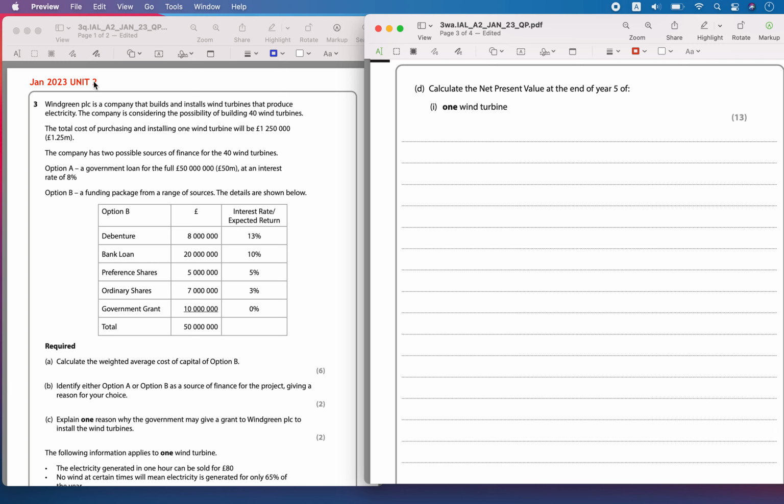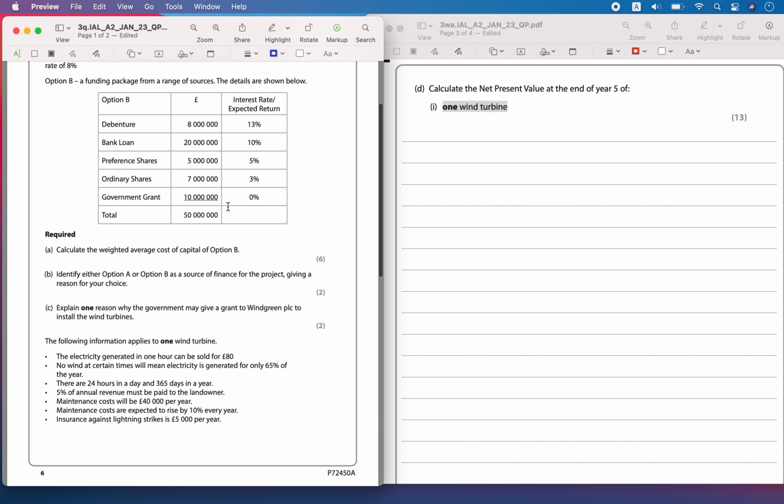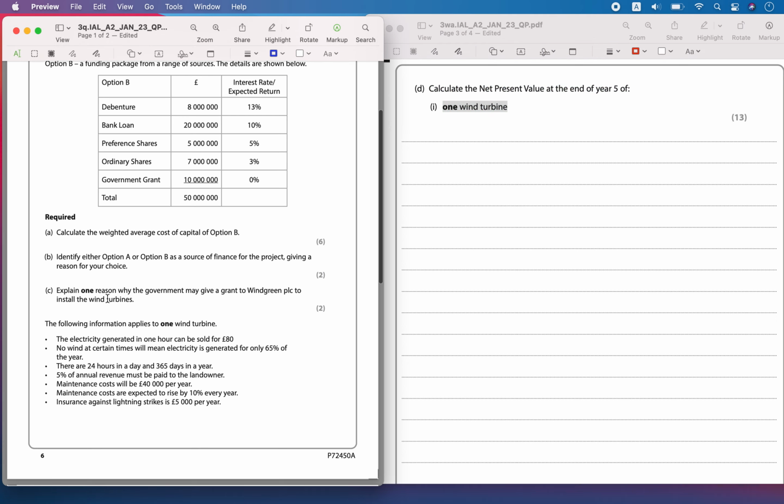Hello, today we are solving January 2023 paper, Unit 2, question number 3, part D. Calculate the net present value at the end of 5 years for one wind turbine. Before that, there is some information given.